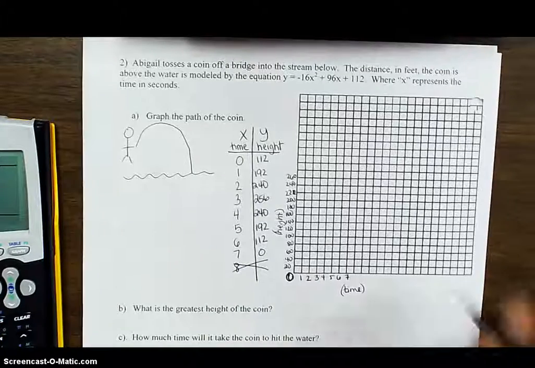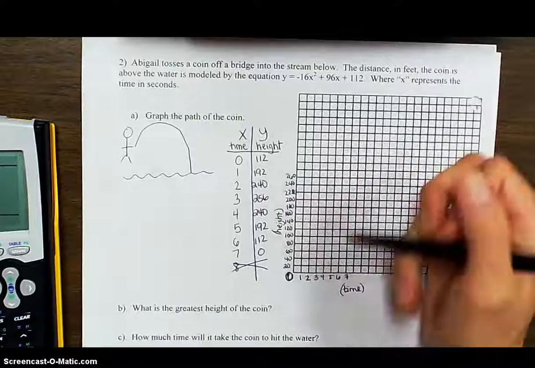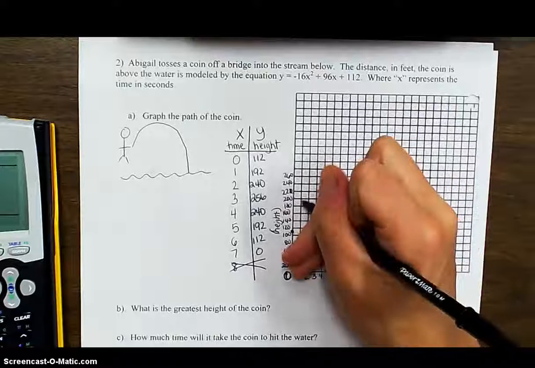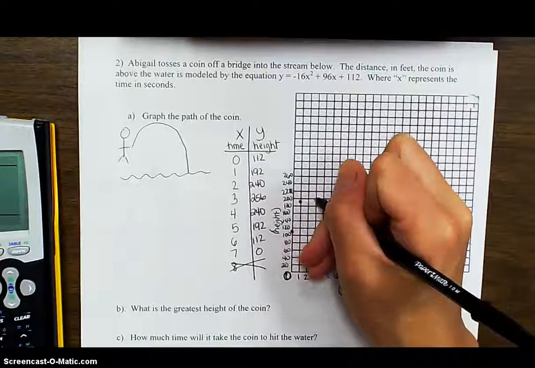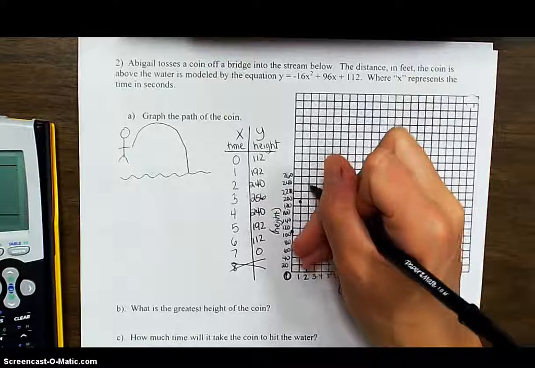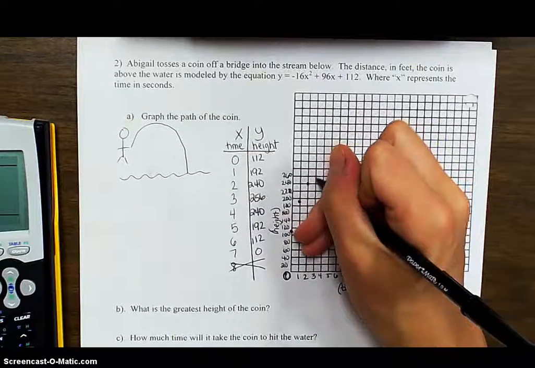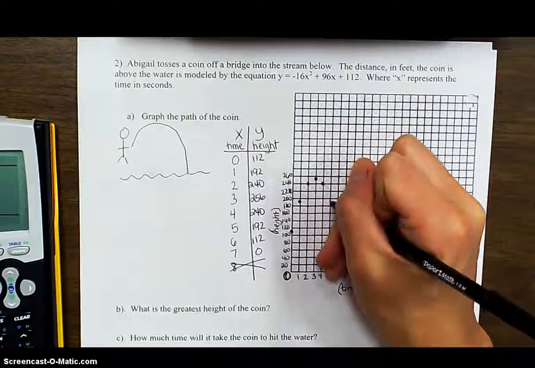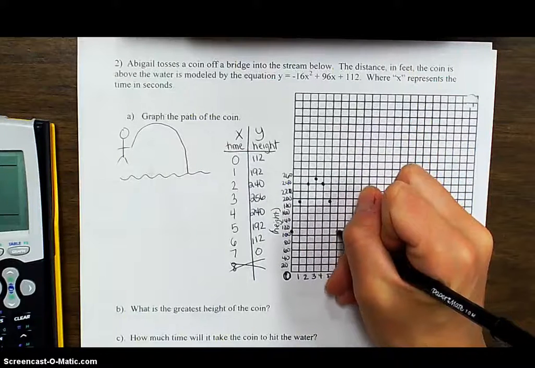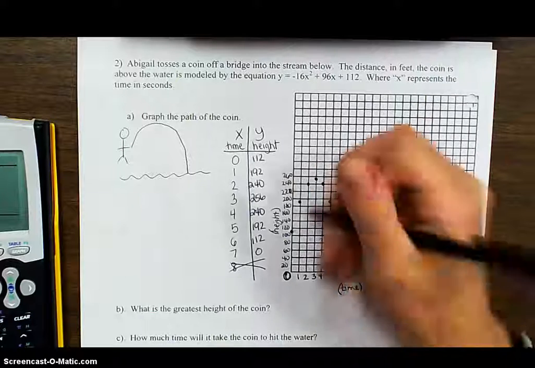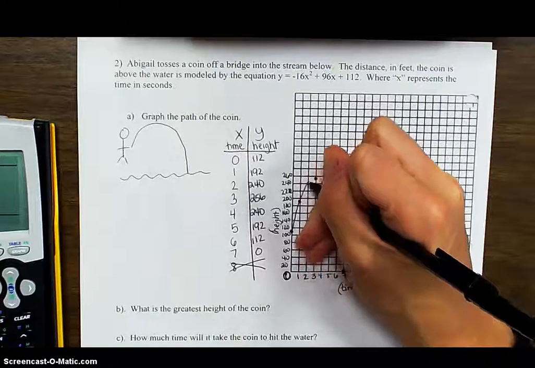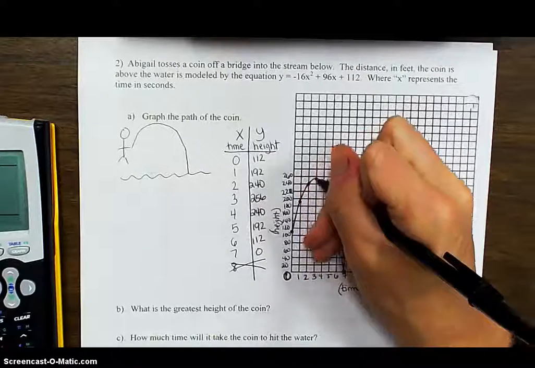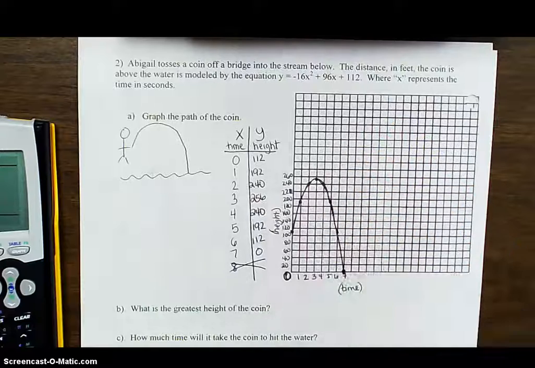All right, so let's go ahead and plot these points. So at time 0, you're already starting at 112, which is going to be about here. At 1, we're at 192. Then we go all the way up at time 2, we're at 240. At 3 seconds, we're at 256. Back down to 240. And back down. Okay, so let's go ahead, draw the path of this coin. It goes up pretty high, and then it goes back down. We've got it.